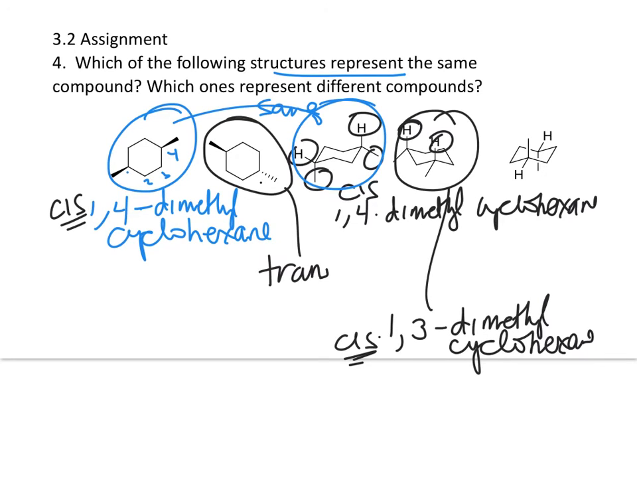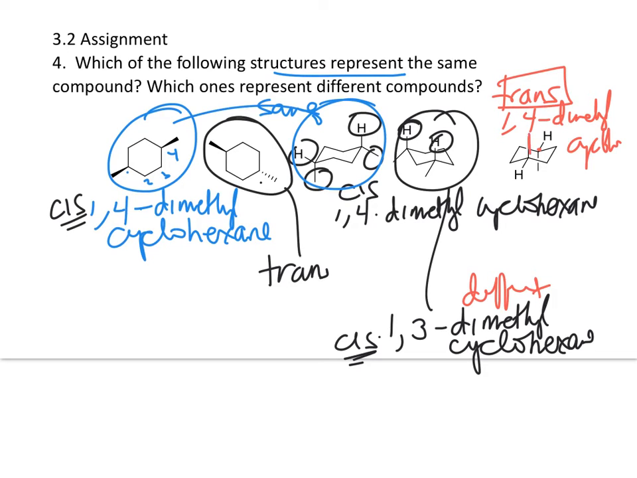And the last one here, so this would be a different compound. The last one here, you can go 1, 2, 3, 4. So this one's going to be 1,4-dimethyl cyclohexane. And you can see that this is above and this one's below, so they're trans. So the trans compounds here would be the same compound.